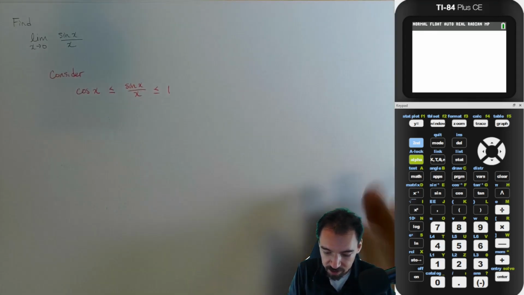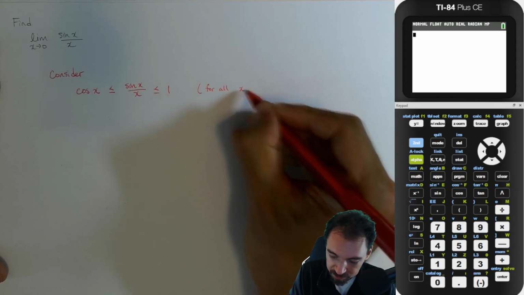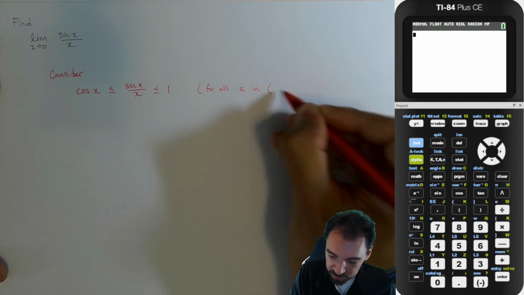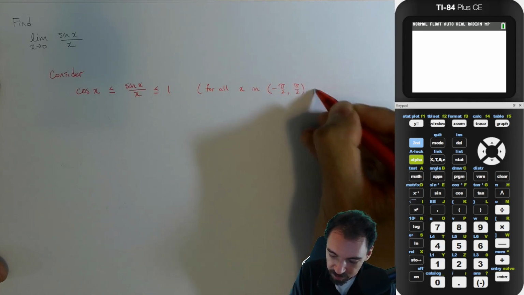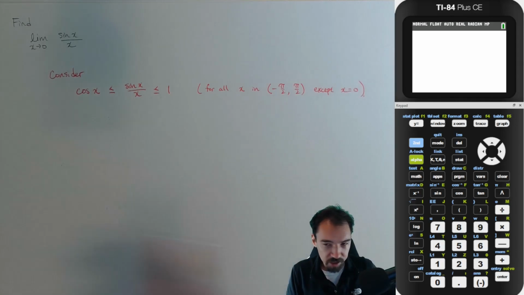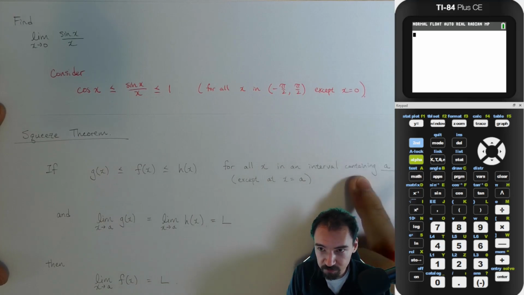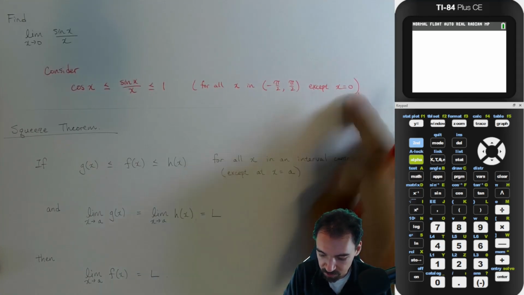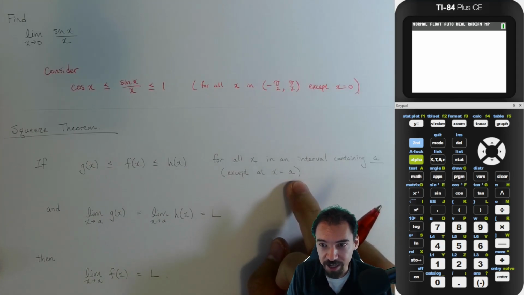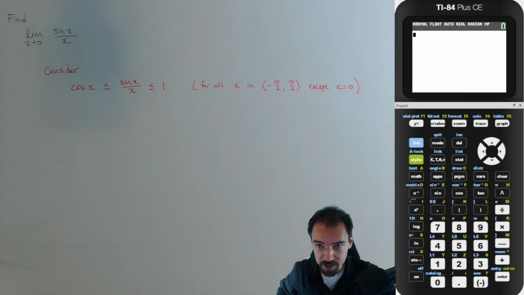So I can say, and this is for all x in, except at x equals 0. Right? So in the squeeze theorem, we needed for all x in an interval containing a, which is going to be 0, except possibly at x equals 0. We're good. We're ready to use the squeeze theorem.